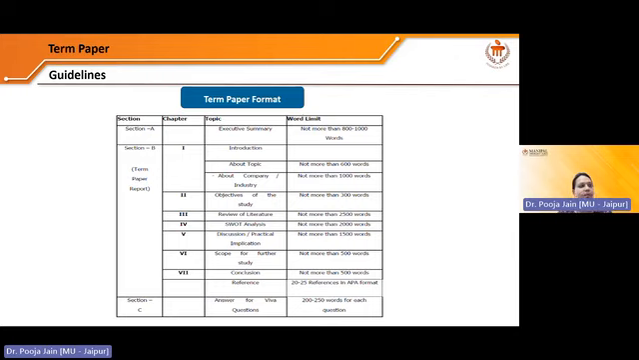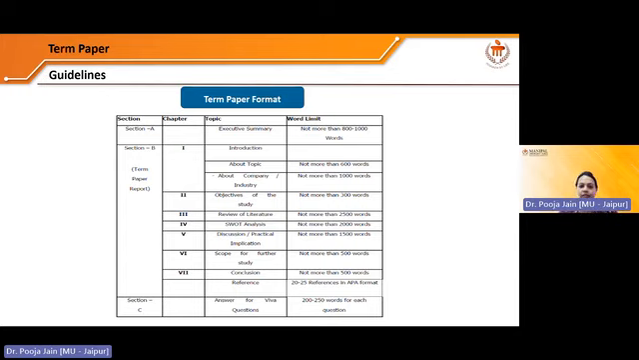Now come to section B. Section B includes introduction, about the topic, about the company or industry, objective of the study, review of literature, SWOT analysis, discussion, practical implication, scope for further study, and conclusion. Okay. So what do you have to write?